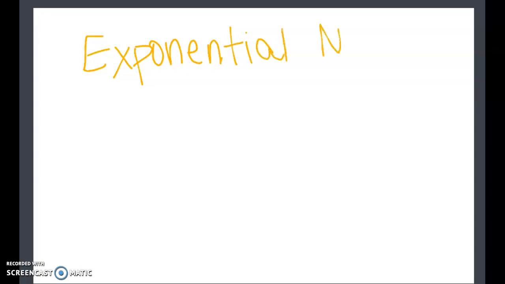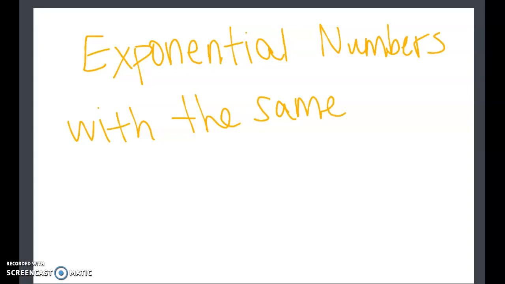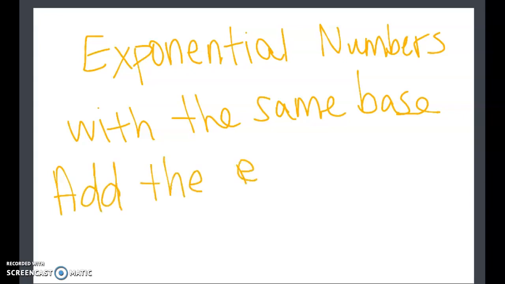So, in conclusion, what we can say is that if we have exponential numbers that have the same base, we can add the exponents to simplify our expression. And then, of course, just remember that the base stays the same.